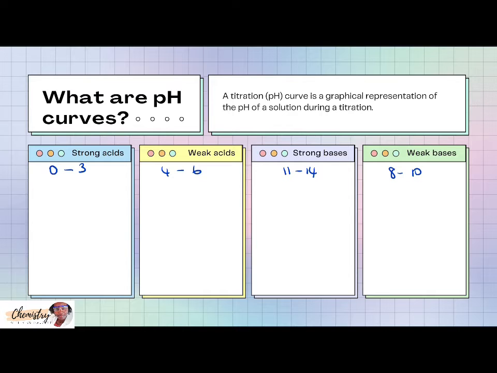And some examples of strong acids, we have hydrochloric acid, sulfuric acid, nitric acid. Some examples of weak acids could be any one of the organic acids. So we can have ethanoic acid, we can have methanoic acid, any organic acid, and we can also have carbonic acid.